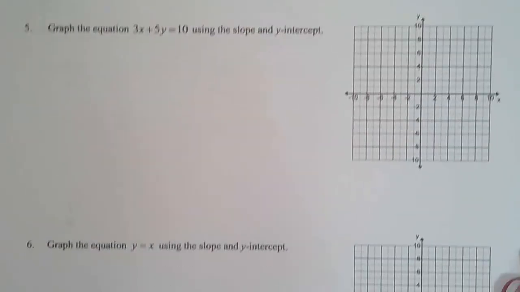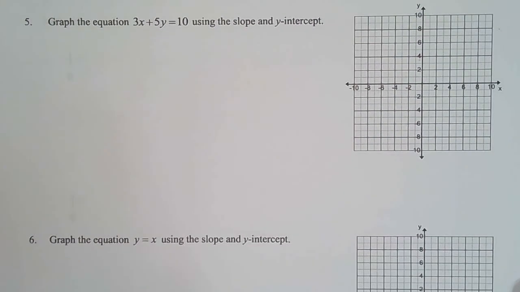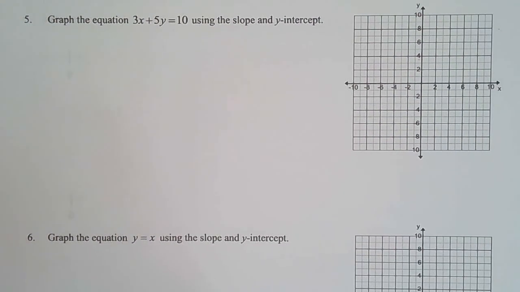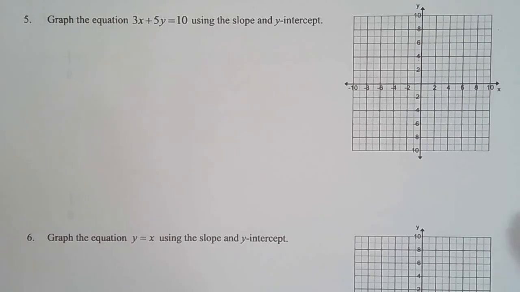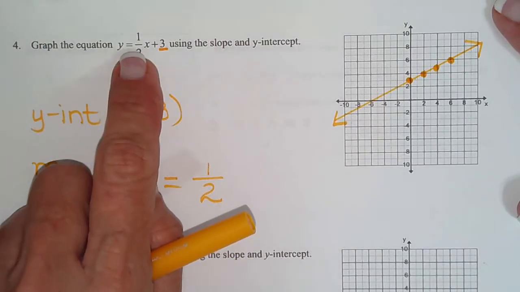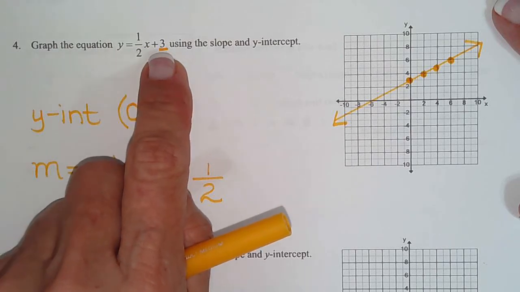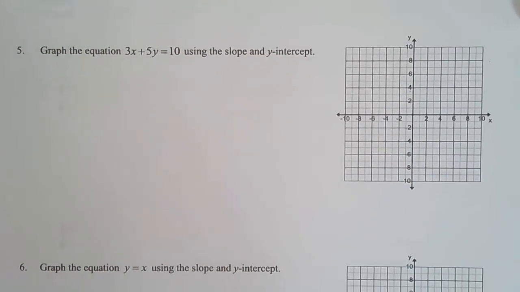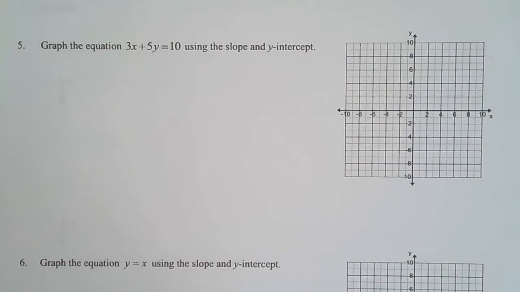Okay, so number 5 is not quite as easy. Can you see why? The last one was in y equals mx plus b form. Is this one in y equals mx plus b form? No, it's not. But we learned on the previous page that it's pretty easy to make it. It takes a little bit of work, but it's not hard to do.